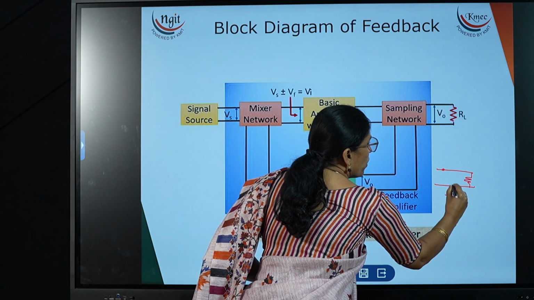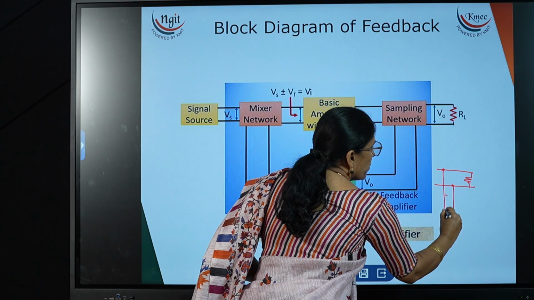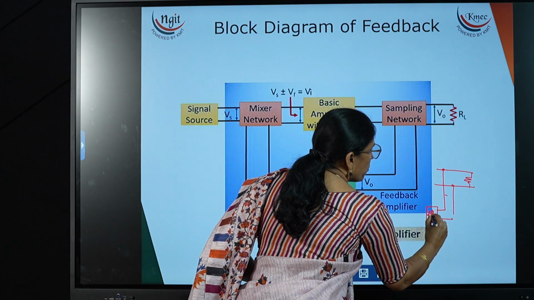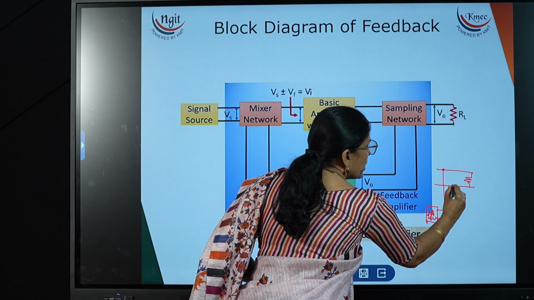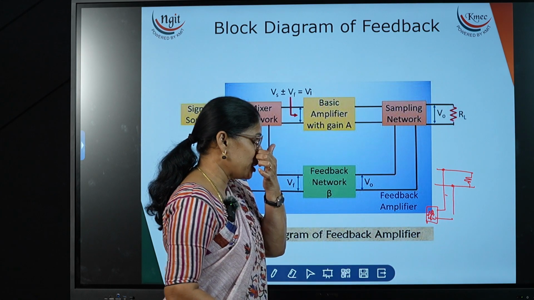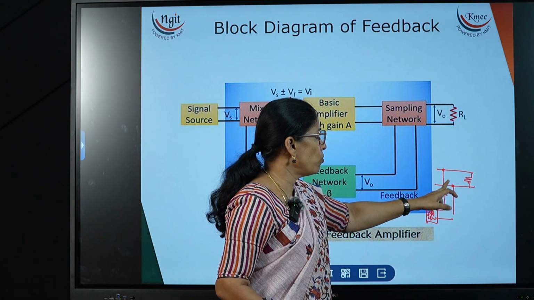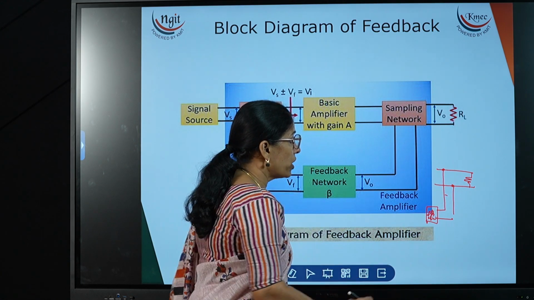Here a node and one more node, so both we are applying to the feedback network. This is the feedback network. Here it is forming the node. So we can call it a node connection, or we can also call it voltage sampling, if we are taking voltage as a sample.